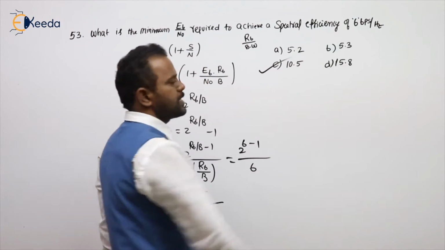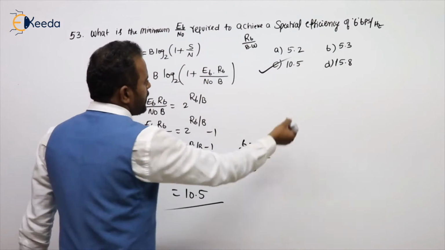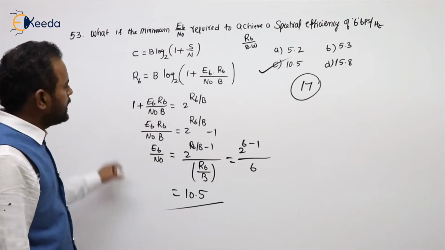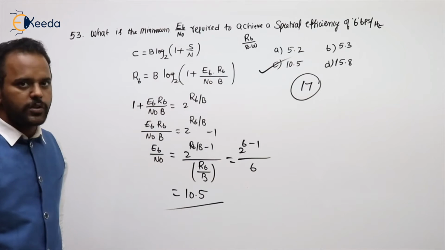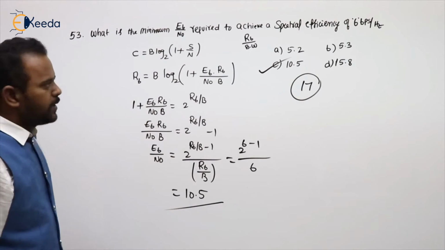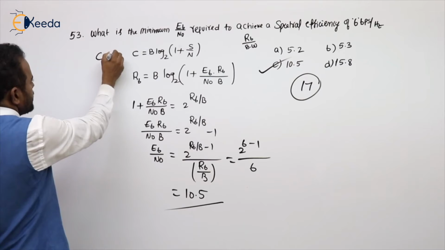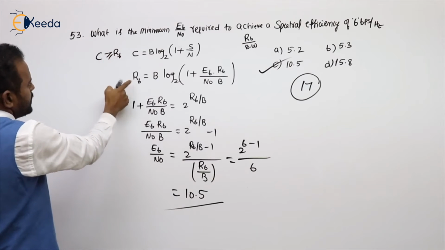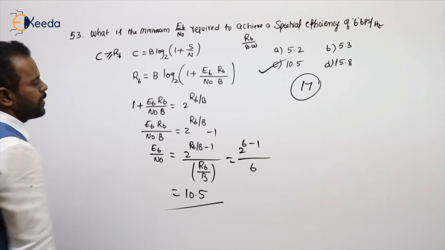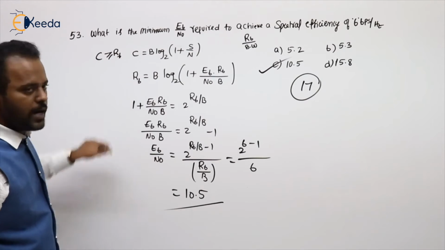10.5 means option C. One of the excellent problems asked in ESE 17. These types of questions also have a chance of coming as a 2 marks question in GATE. Try to understand that, because we already know C is greater than or equal to R. R means Rb. So the minimum value itself you can take as Rb, so in place of C you can replace Rb.